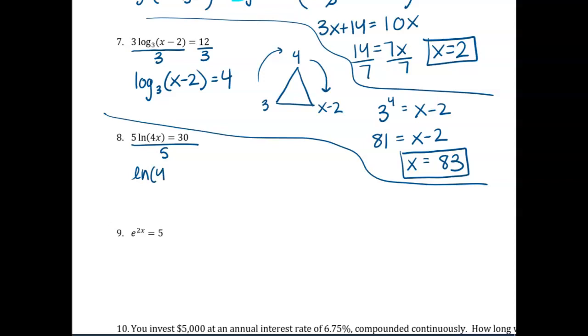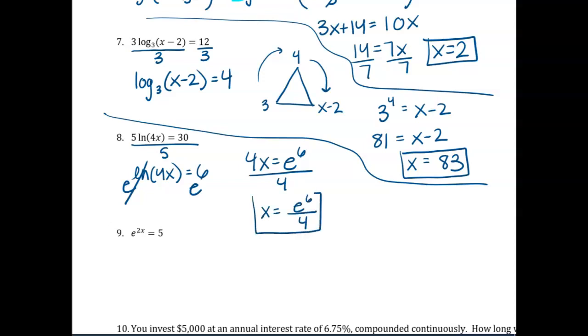Natural log of 4x equals 30 over 5, which is 6. So then we exponentiate both sides, and it cancels on the left. So 4x is equal to e to the power of 6. Divide by 4. So x is e to the 6th over 4, or 1/4 e to the 6th. I don't care which way you write it.